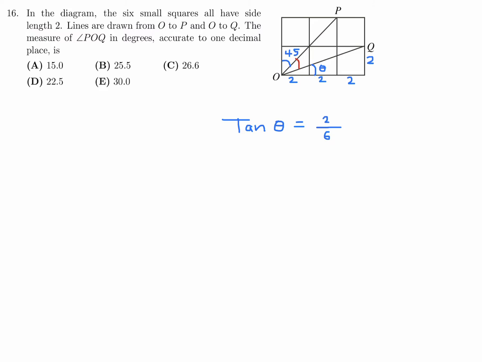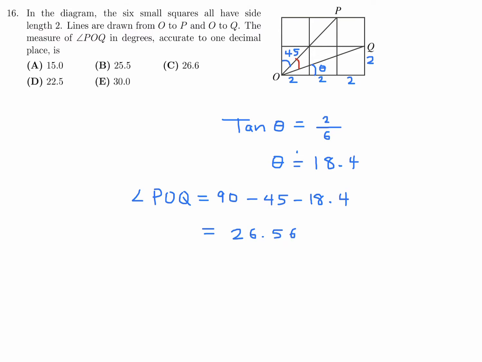And you're allowed to use calculators on the Canadian exams, and if you do, and you figure out the inverse tan of a third, you get theta is equal to 18.4 approximately. So this right there, that angle, which is angle POQ, will be 90, because this whole thing is 90, right? Minus 45 minus theta, which is 18.4. And if you do the math, you get 26.56 approximately. So that is going to be C.